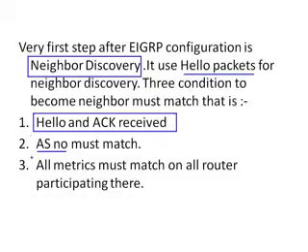Third point, all metrics must match on all the participating routers. The metric values K1, K2, meaning delay, bandwidth, load and reliability, must be the same. If a bandwidth is configured on one router interface, the same bandwidth should be configured on the other router. So the first step in EIGRP is neighbor discovery, and three conditions must match to become a neighbor: hello and acknowledgement received, AS number must match, and all metrics must match on all the participating routers.